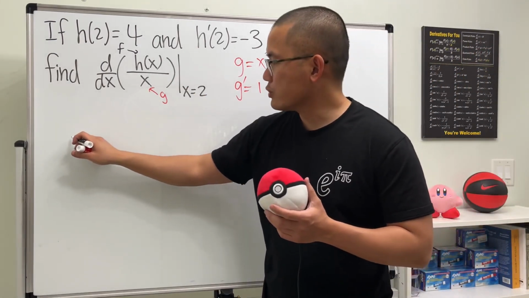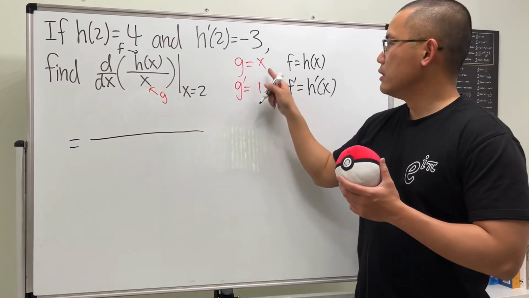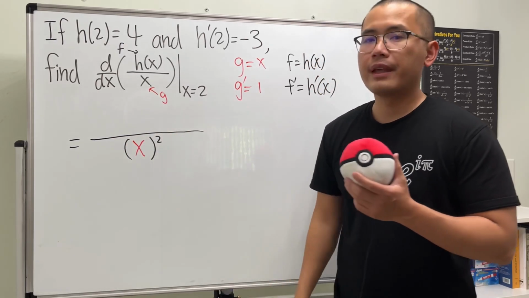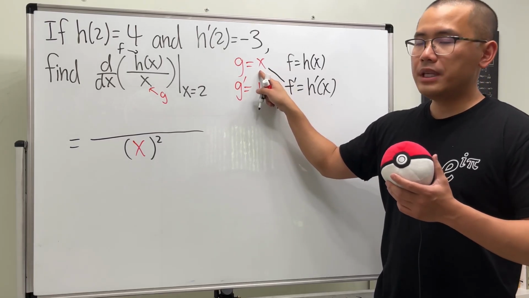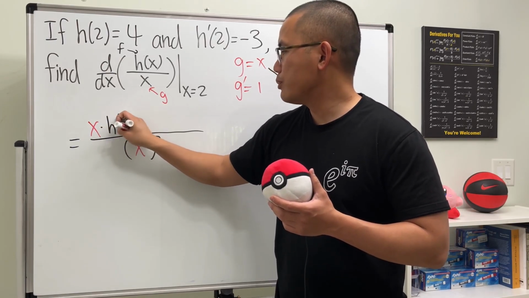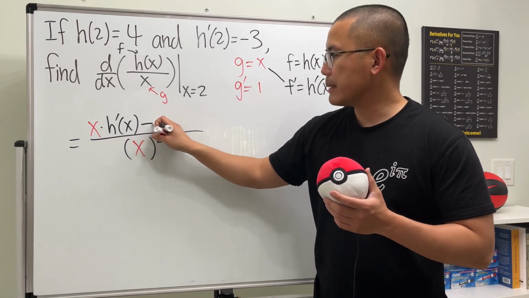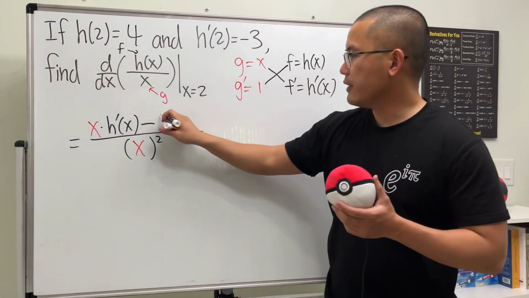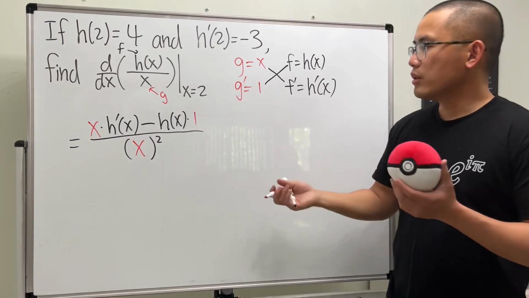Now let's apply the quotient rule. We are going to first square the bottom. So we square the g function, which is just x, and then we square that. And for the top, we are going to do this times that, right? So that will be x times that. So I'll put down x times h prime of x. And remember, for the quotient rule, we are going to subtract this times that, which is just h of x times 1.